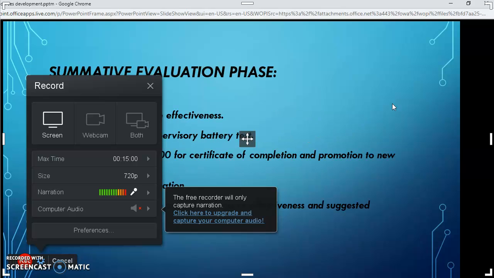In terms of the summative evaluation phase, in the new training for new supervisors in Broward County, we will be using a summative approach, which will measure the overall course effectiveness. The summative evaluation phase will include a final comprehensive supervisory battery test. In this test, each of the participants must score 80 out of 100 for a certificate of completion and promotion to their new supervisor position. This will be the final summative evaluation.